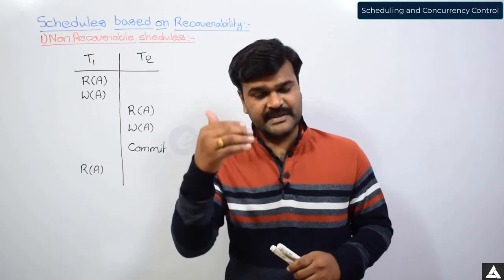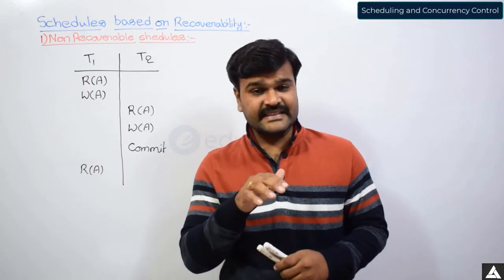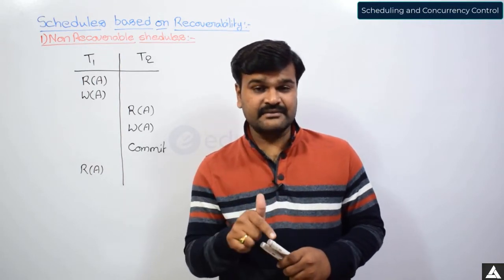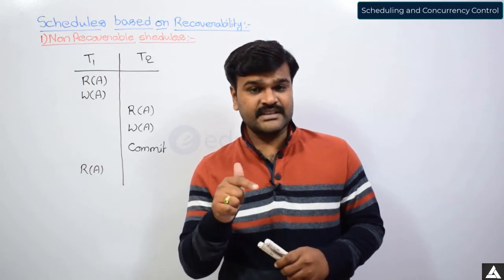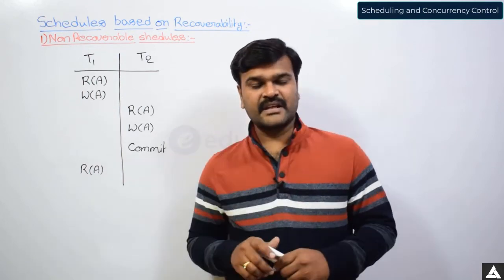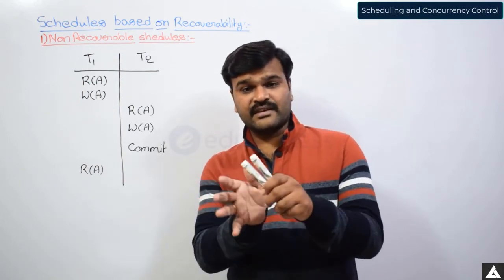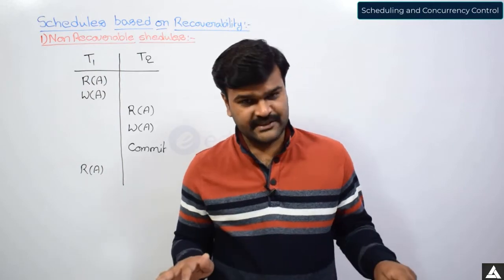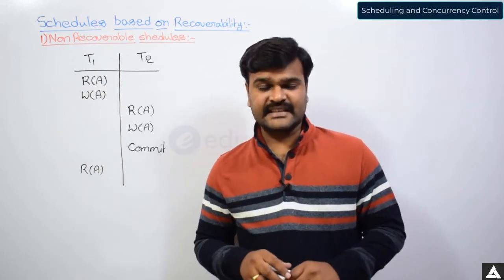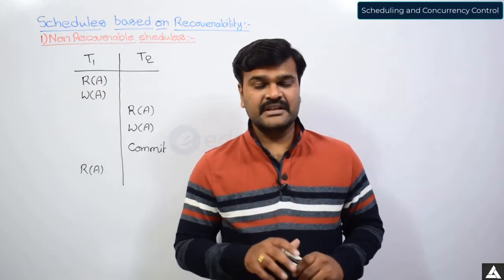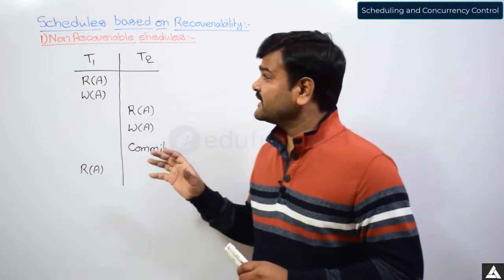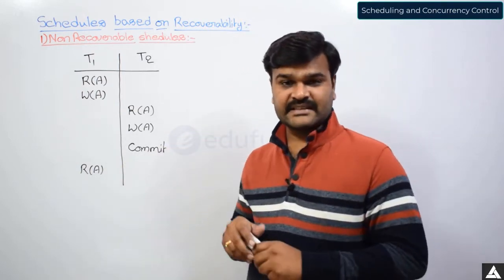So when you are performing the transaction, if anything unexpected happens in between, you must be in a position to roll back, so that at least you are going back to the original position. So nothing has happened, there is no harm to the transaction, there is no harm to the data. That is what recoverability is, schedules based on recoverability.